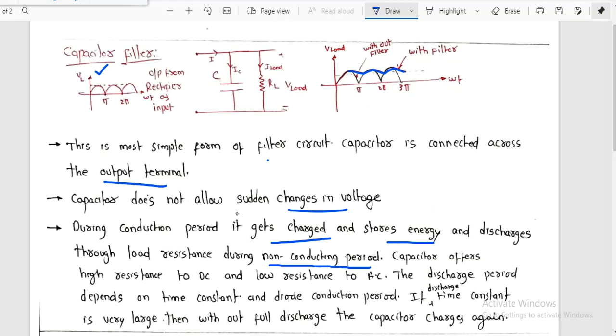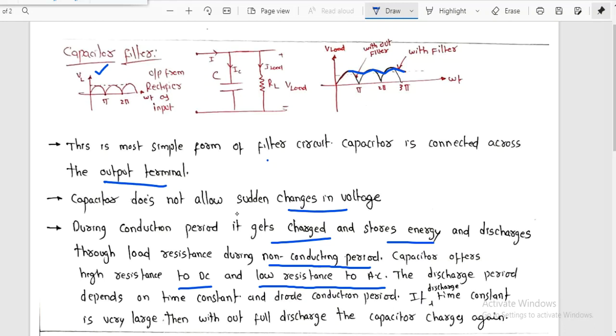Right, now one more important basic is that the capacitor offers high resistance to the DC component, and it offers low resistance to the AC component. Because of that, it provides a low impedance or low resistance path to the AC component. So whatever AC component or ripples are present in the rectified output waveform will pass through the capacitor and will be filtered out.